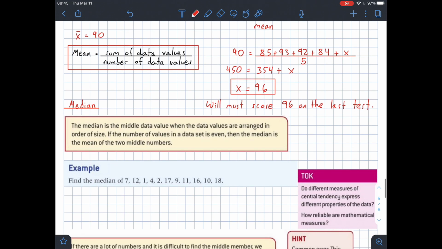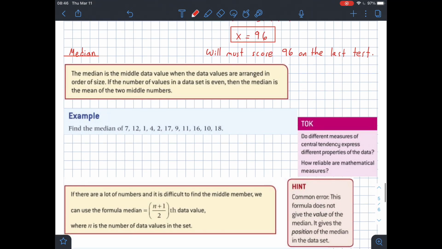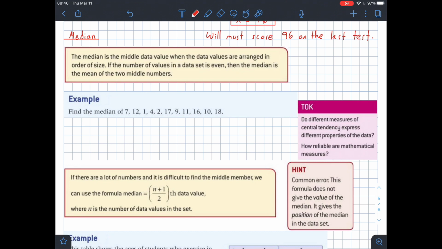Okay, super. Let's move on then to our last measure of central tendency, which is median. It says the median is the middle data value when the data values are arranged in order of size. If the number of values in a data set is even, then the median is the mean of the two middle numbers. So that's the rule you need to remember, right? Let's see an easy example about this.